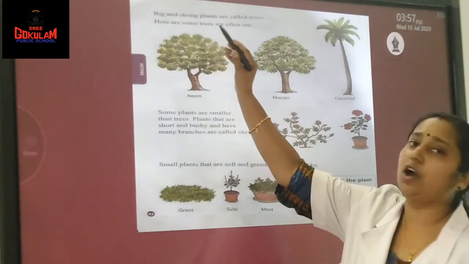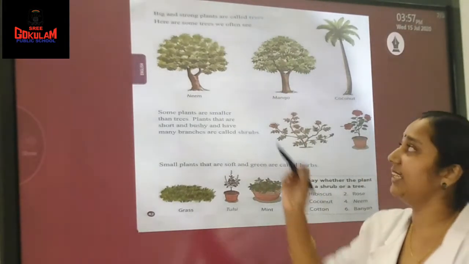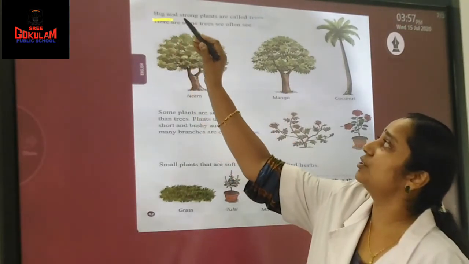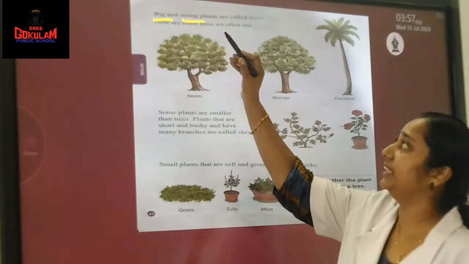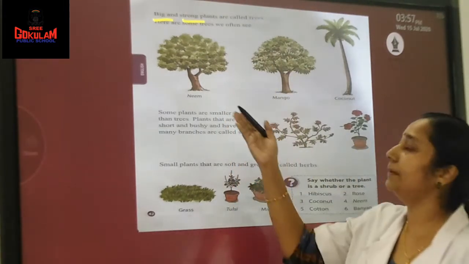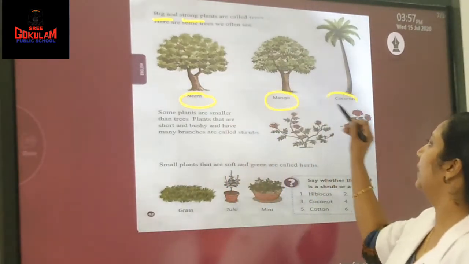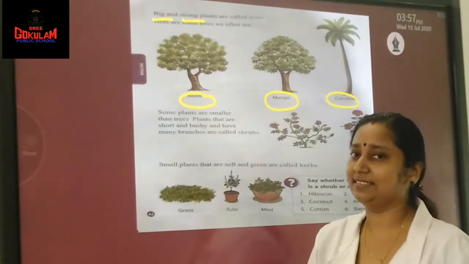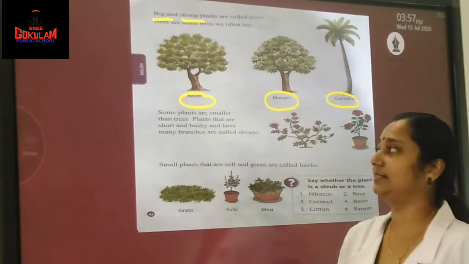Big and strong plants are called trees. Already teacher taught you what are trees. Here are some trees we often see. Now you can see the picture of neem, mango, coconut. All these are trees, right? Yes. Some plants are smaller than trees.